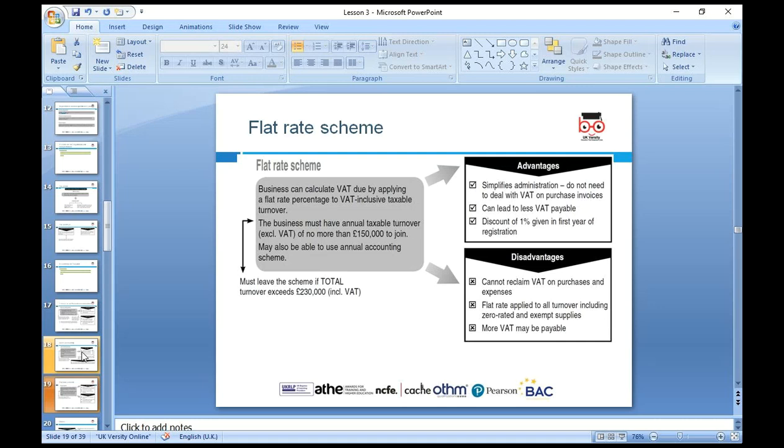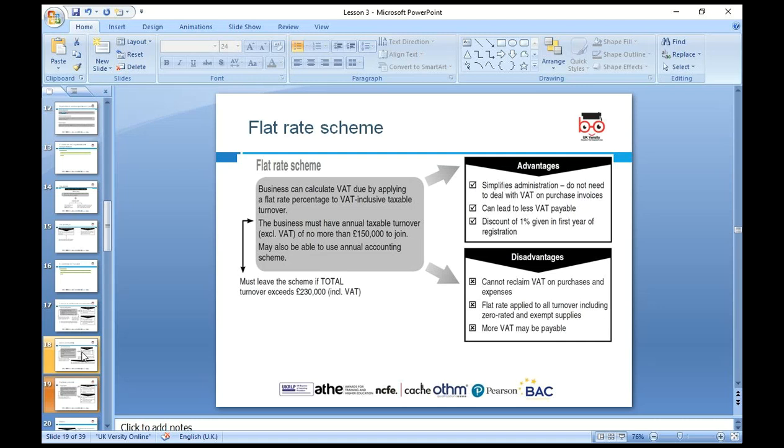This is a simple administration. You don't need to deal with the VAT on purchases, which can lead to less VAT payable, and a 1% discount is given in the first year of registration. HMRC can give us further discounts as well. Disadvantage: you cannot reclaim VAT on purchases and expenses. You only pay the flat rate on turnover, and that even includes zero rated and exempt supplies.